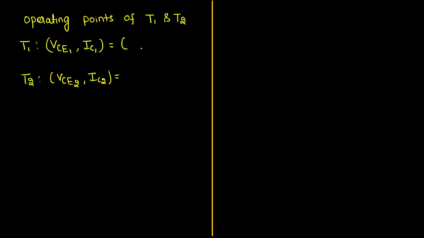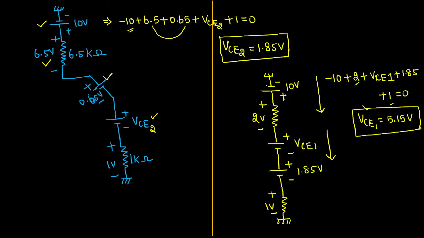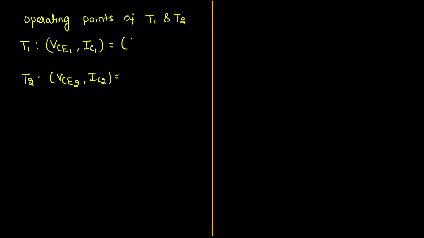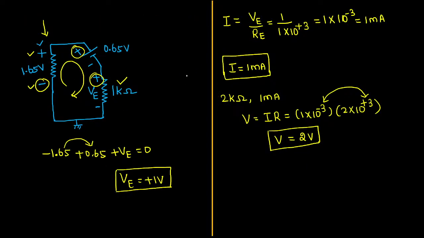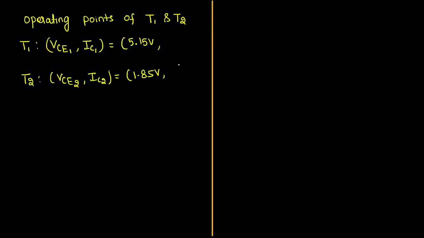Let us see. The collector to emitter voltage we already found. For the first transistor it will be 5.15 and for the second transistor it will be 1.85. So this is 5.15 voltage. This is 1.85 voltage. What about the current? We know the current remains the same in both cases, so it will be 1 milliampere only. In both cases, the collector current will be 1 milliampere only, because they told that the value of beta is very large. When beta is very large, the collector current will become approximately equal to the emitter current. It means the value of base current is approximately equal to 0.